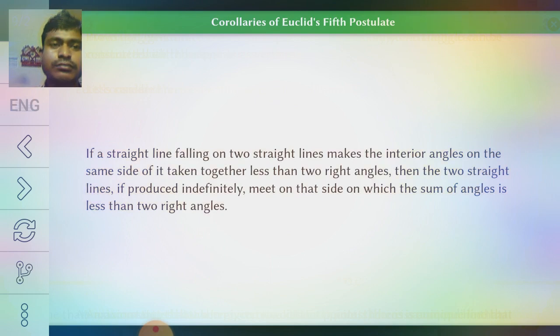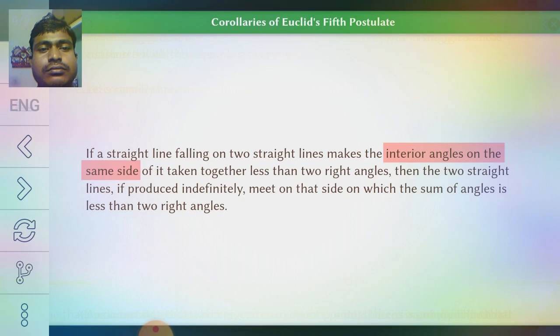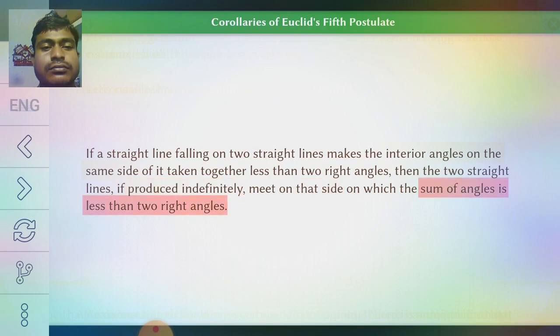Euclid's fifth postulate states that if a straight line falling on two straight lines makes the interior angles on the same side of it, taken together, less than two right angles, then the two straight lines, if produced indefinitely, meet on that side on which the sum of angles is less than two right angles.